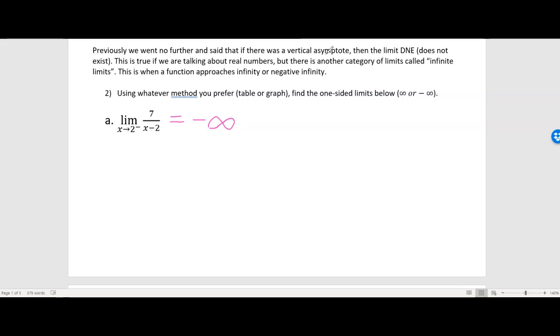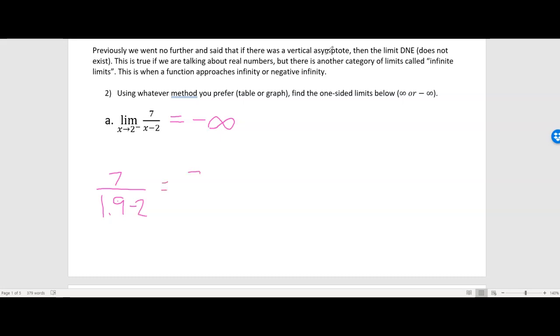Is there a way for us to look at this and say, okay, as my x values are getting closer and closer to 2, are these numbers getting more negative or are they getting more positive? Well, we can think about it, right? If we have the fraction 7, and then let's pick a number slightly less than 2, so maybe 1.9.